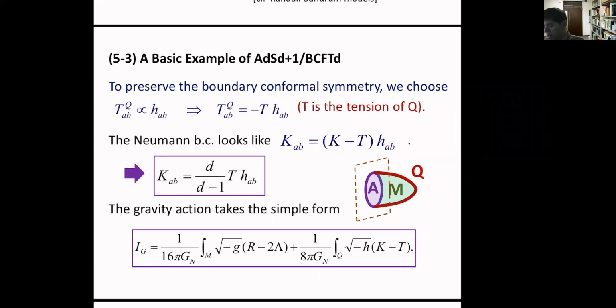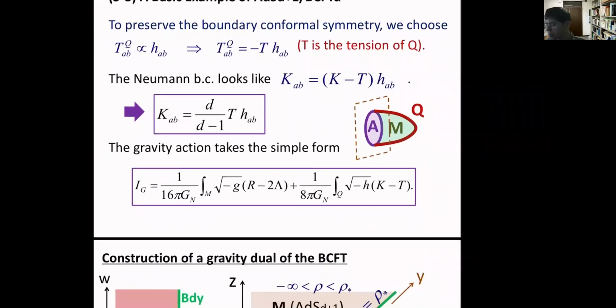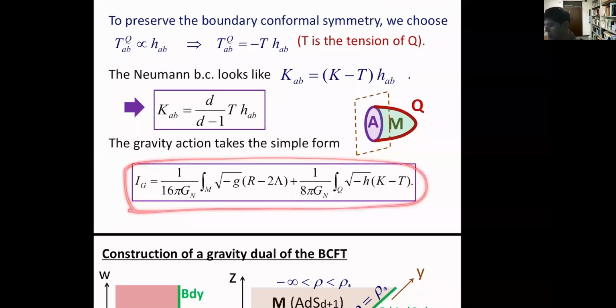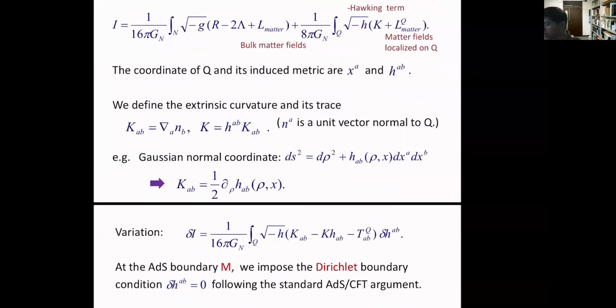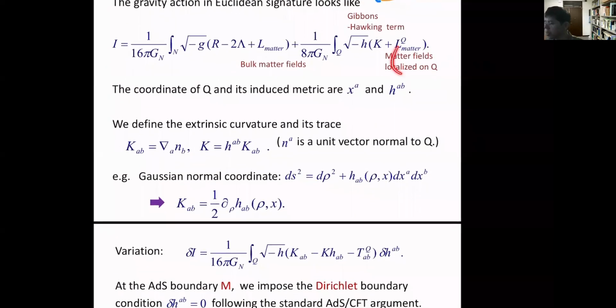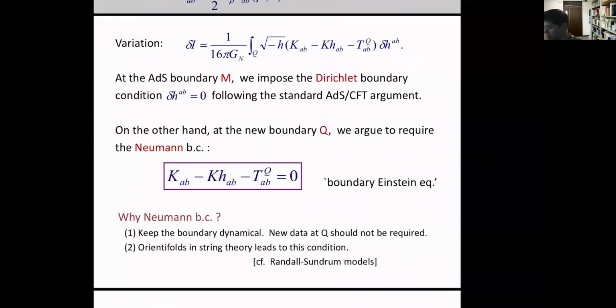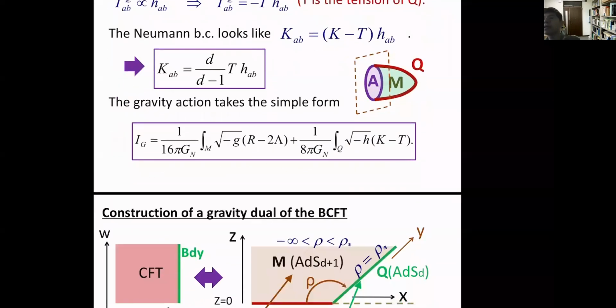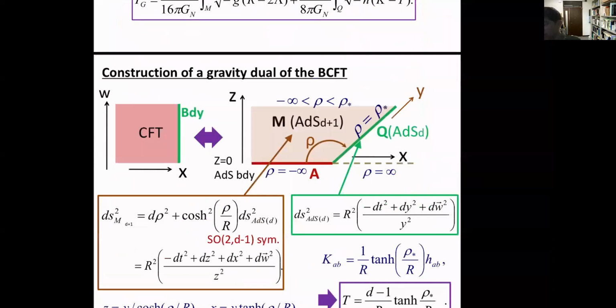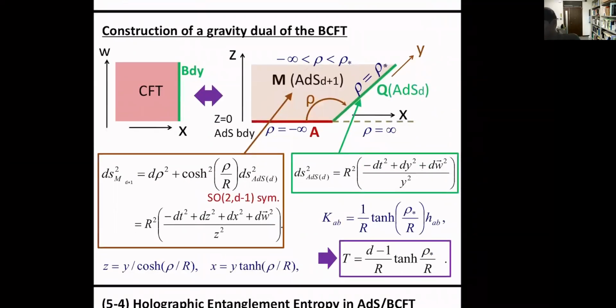Okay. Yeah, and then the gravity action takes this simple form, right? I simplified this part by putting in the tension. This is just the tension times square root of h. Right? It just looks like this. This is a boundary Gibbons-Hawking term, this is a matter contribution, and this is an Einstein-Hilbert term, right? Now we would like to construct a gravity dual of a boundary conformal theory, and in this setup this is actually very, very easy. We can easily find a solution. We can just construct it.